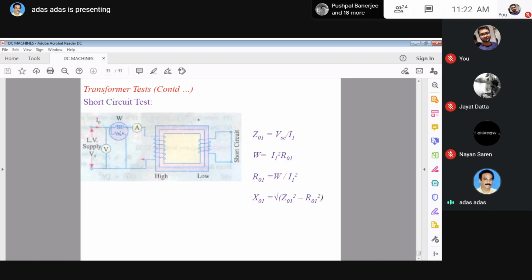Now Z01, that is the impedance referred to the primary side. You know, all the readings are on the primary side. So Z01 equals VSC by I1, where VSC is the short circuit voltage and I1 is the rated current. W equals I1 square times R01, so R01 equals W by I1 square. Then X01 can be found from Z01 and R01. So we can get all the parameters. Again, you can separate R1 and R2. How is it possible? You have to measure the resistance of one coil. If you measure this, then you can separate R1 and R2. However, our aim is to find out R01 or X01 or R02 or X02.